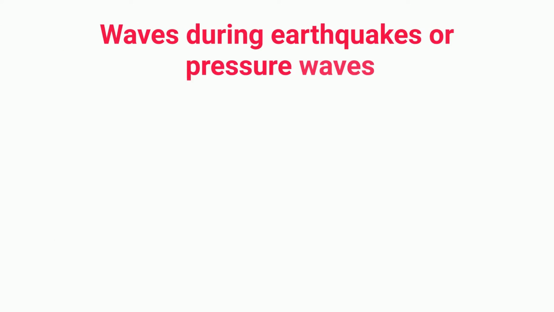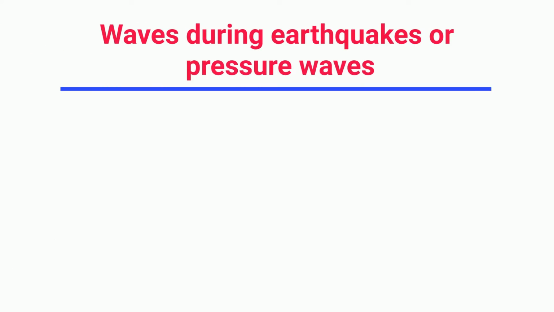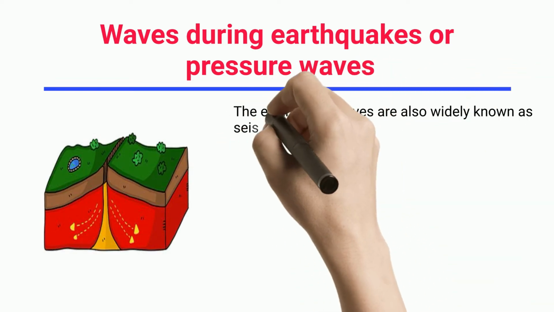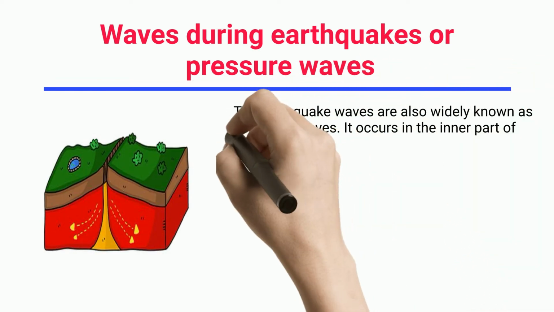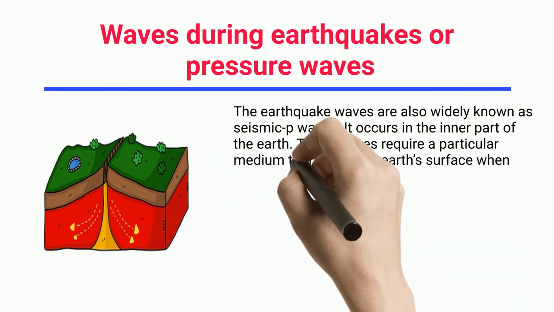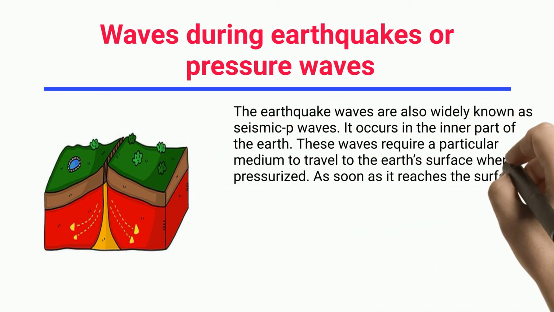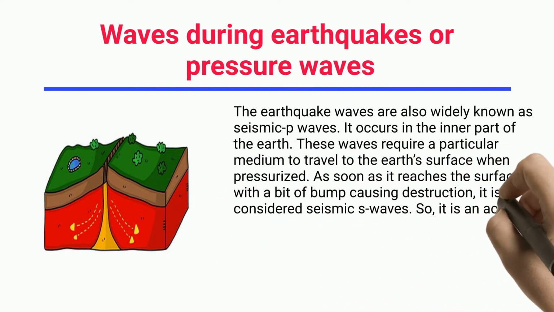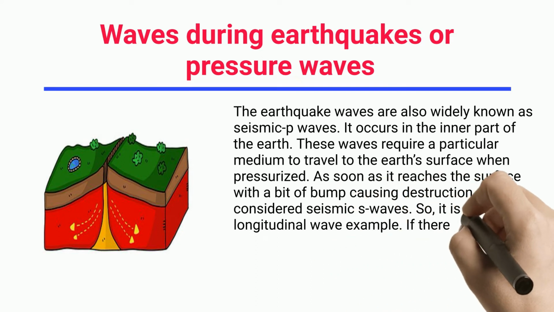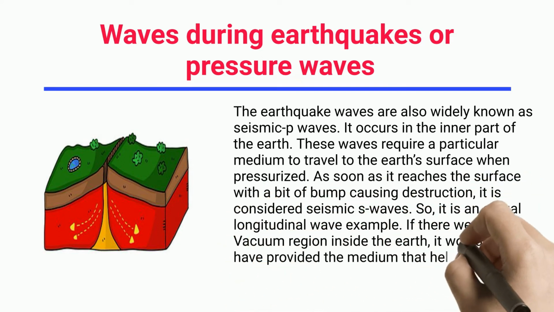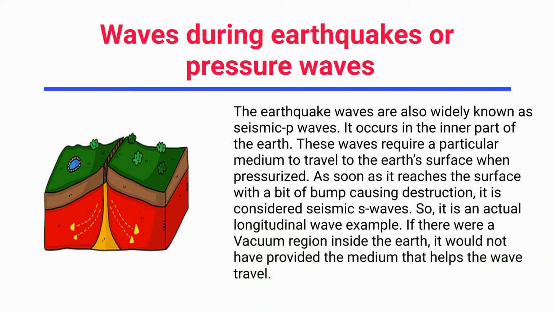Waves during earthquakes or pressure waves. The earthquake waves are also widely known as seismic P waves. It occurs in the inner part of the Earth. These waves require a particular medium to travel to the Earth's surface when pressurized. As soon as it reaches the surface with a bit of bump causing destruction, it is considered seismic S waves. So, it is an actual longitudinal wave example.